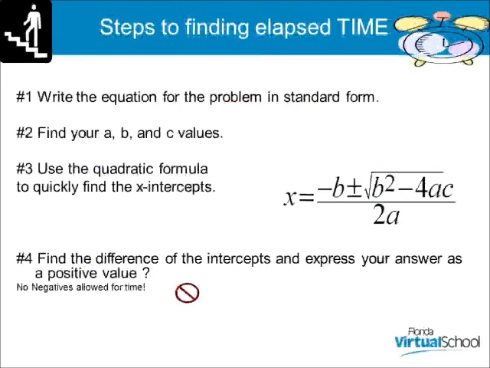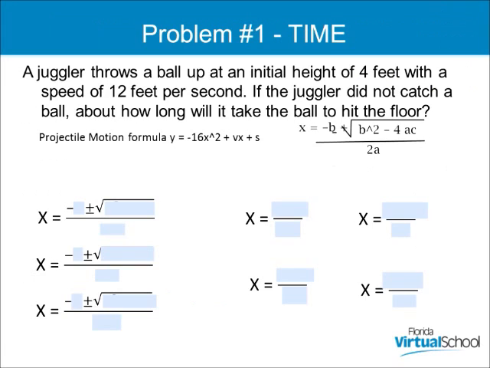So let's just review, because we know that's just one problem. We're going to write the equation for the problem in standard form. You're going to find your A, B, and C values. You're going to use this handy-dandy and maybe not as complicated as you once thought formula. And then you're going to find the difference of the intercepts and express your answer as a positive value. Remember, no negatives allowed for time or for measurement, okay? Because you can do these problems for time, and you can also do them for measurement, all right?